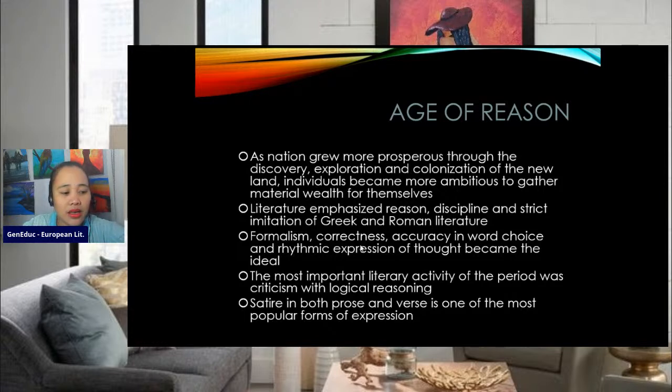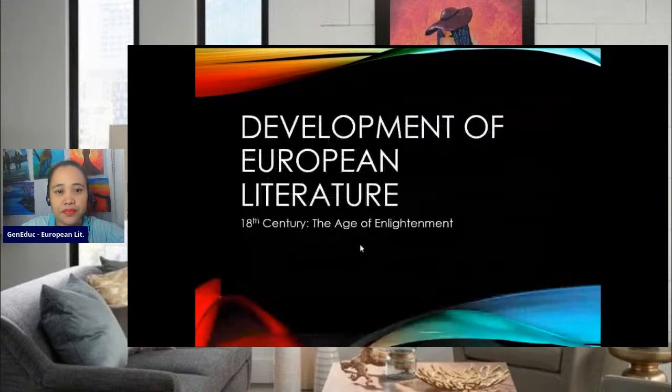It's not only that you criticize, but of course you have to provide a logical reason. Why do you say something? Why is that so? So there must be a corresponding reason, and that reason must be logical. That's why we call it the age of reason, because they are very critical and you really have to provide something to explain your reason or your being critical. Satire in both prose and verse is one of the most popular forms of expression.